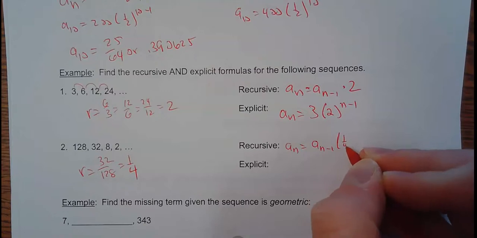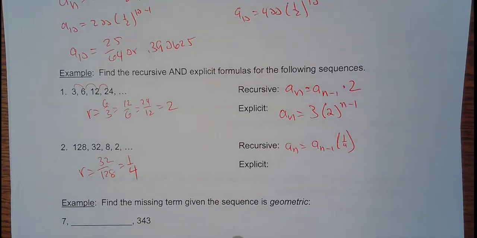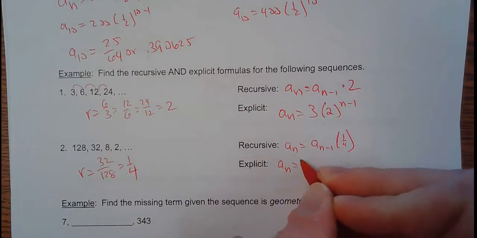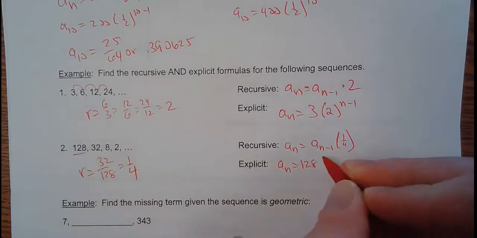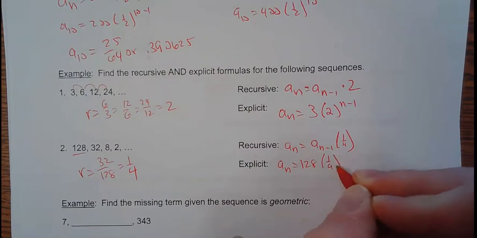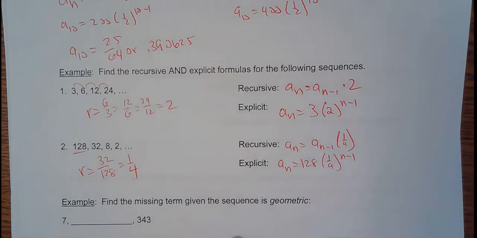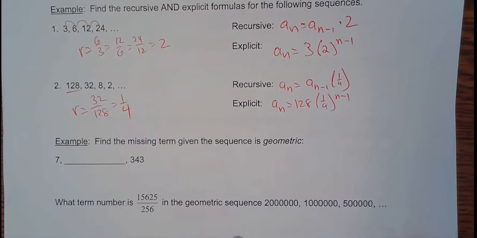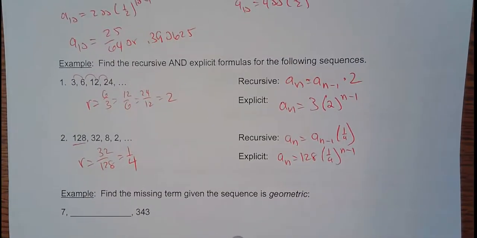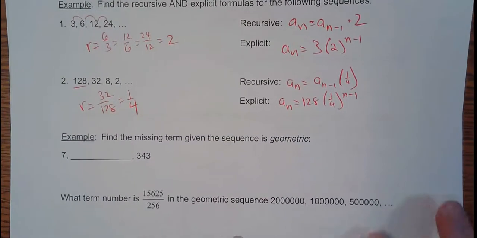Put this in parentheses. So it'd be the previous term times a fourth. The explicit formula is going to be the first term, which is 128, times 1/4 to the n minus 1 power. Okay? Then if I wanted you to find the 100th term, plug 100 in, and you'll get your answer.